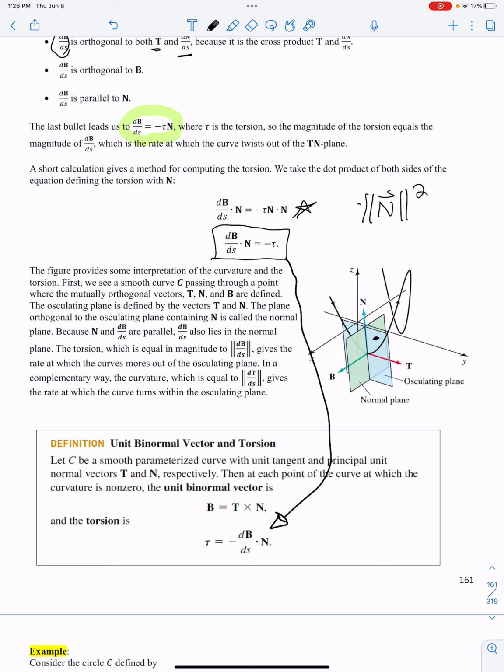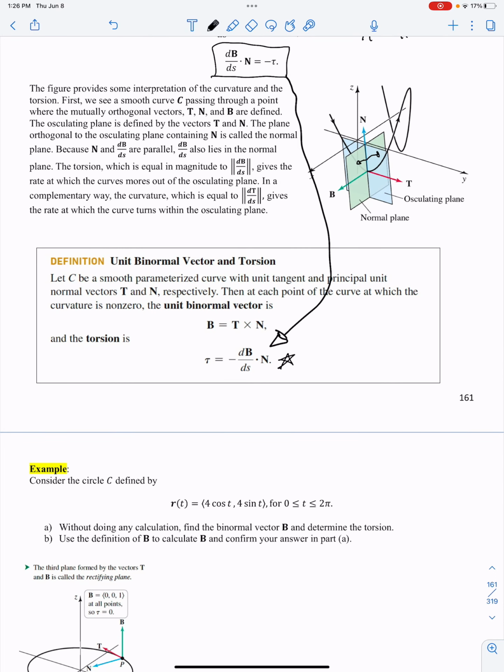So the torsion, which is equal to the magnitude, gives the rate at which the curve moves out of the osculating plane, and in a complementary way, the curvature, which is equal to that, gives the rate at which the curve turns within the osculating plane. So, like we have some circle rolling along this curve in that blue plane, and the rate at which it leaves the blue plane on either side would be your torsion, given by this formula.